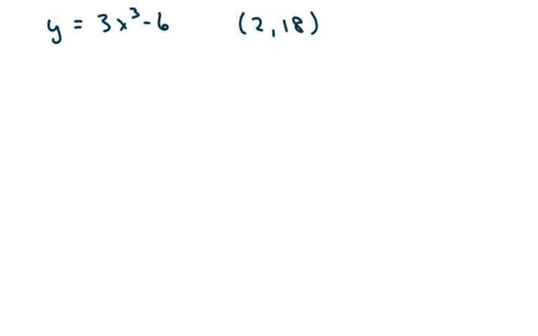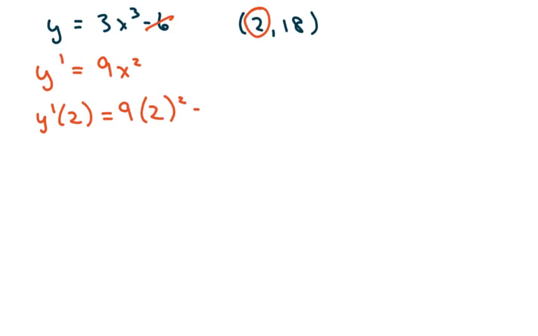And the next one, we don't need to rewrite, so just take the derivative. You get 9x squared. That's just going to be 0. And then we're going to plug in 2 for x. And when you do that, you're going to get the derivative of y at 2. It's going to be 9 times 2 squared, which equals 9 times 4, which equals 36.